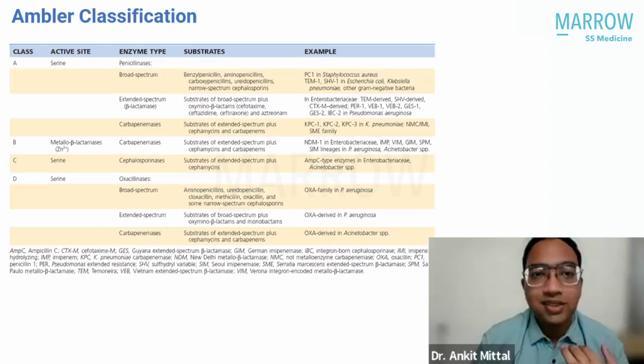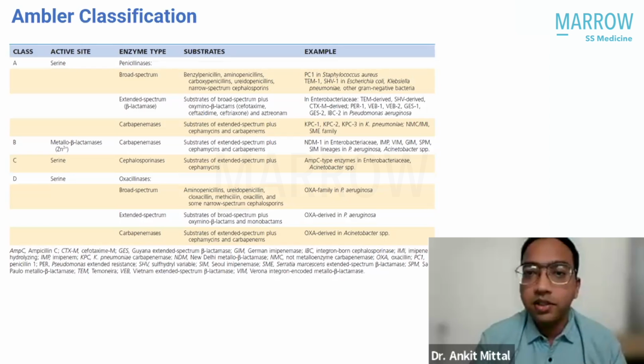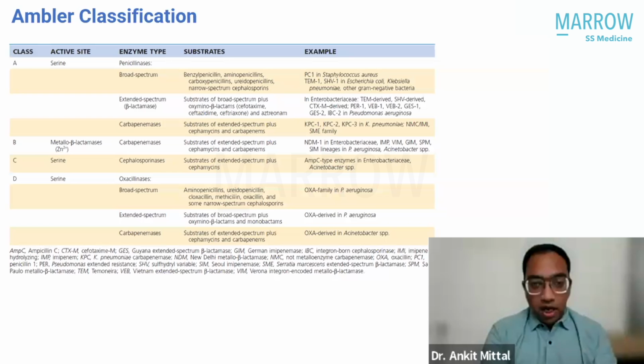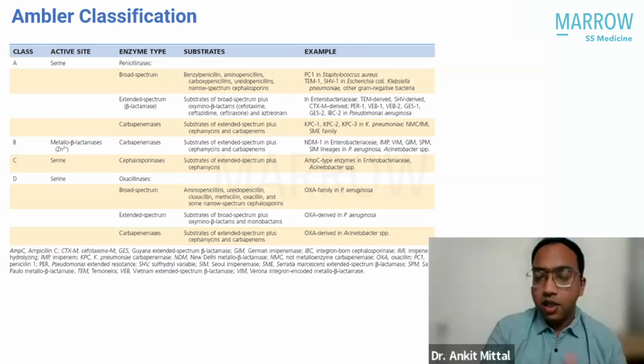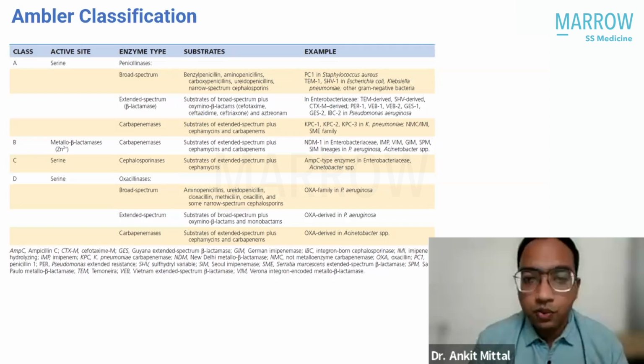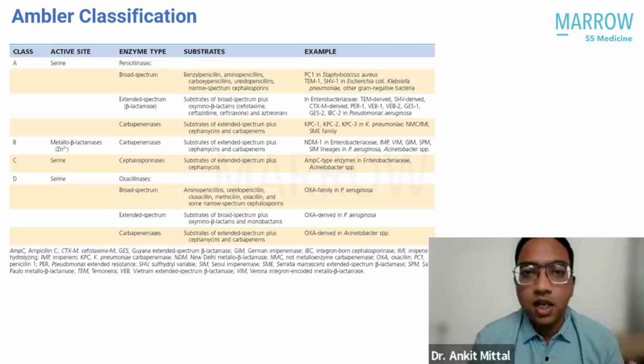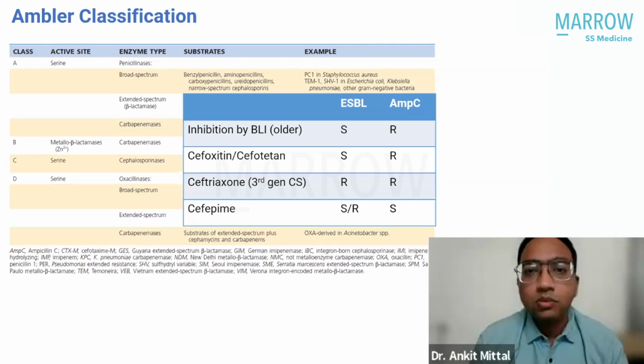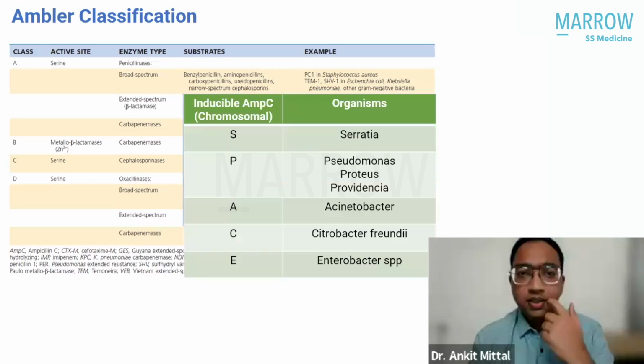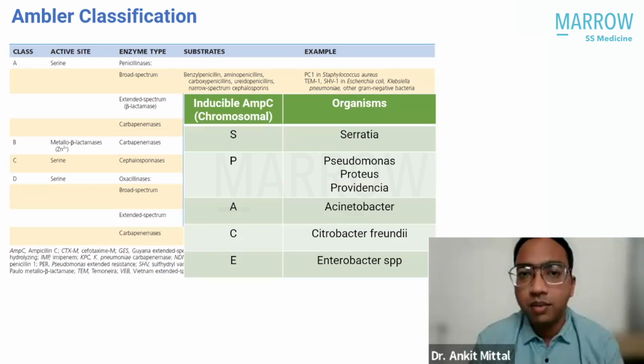Now we are left with class A, C, and D. Class C, we have already spoken about. It is the AmpC producer. Now we have class A and class D. Both the classes have ESBL producers as well as carbapenemase producers. Again, it might be confusing, but as we go forward with examples, you will understand the relevance of all this classification. So quickly moving forward, this is again a list of inducible AmpC producers.